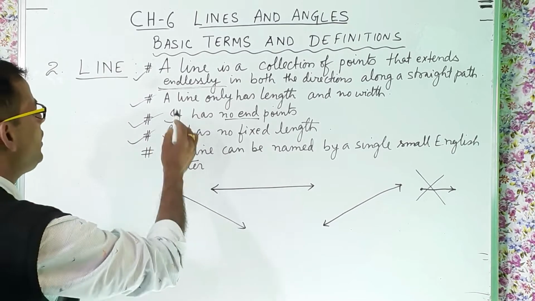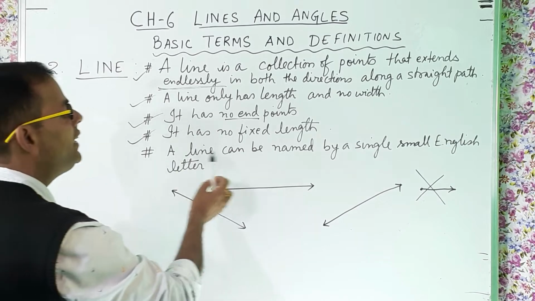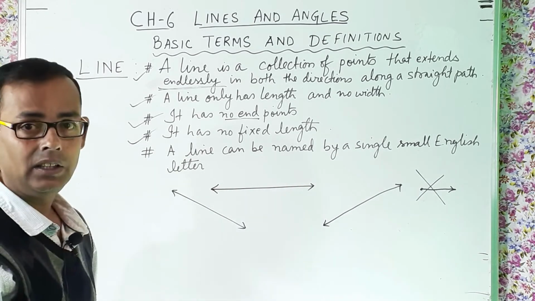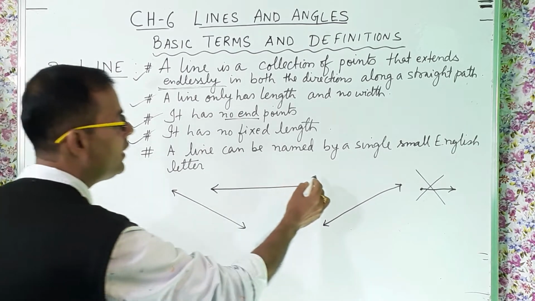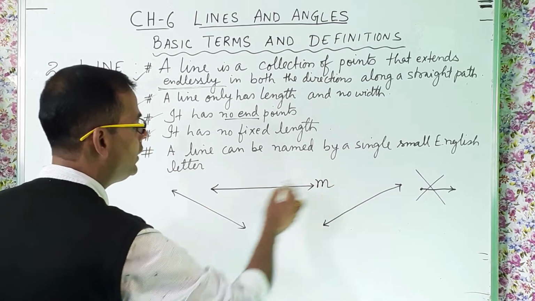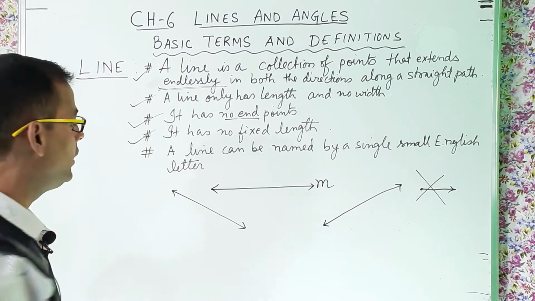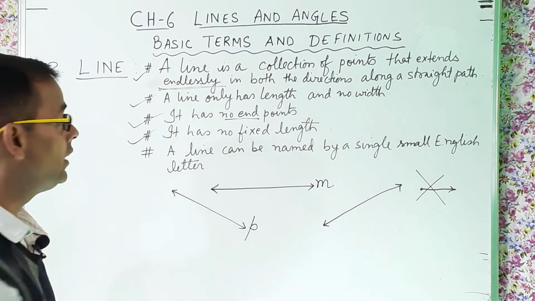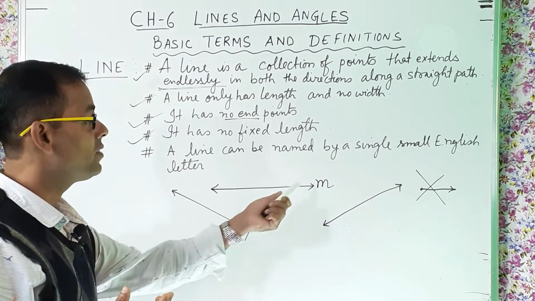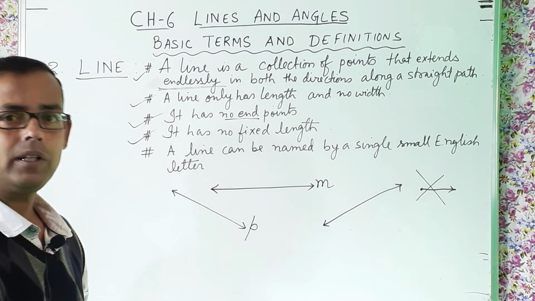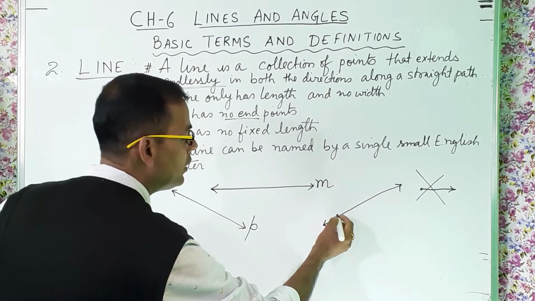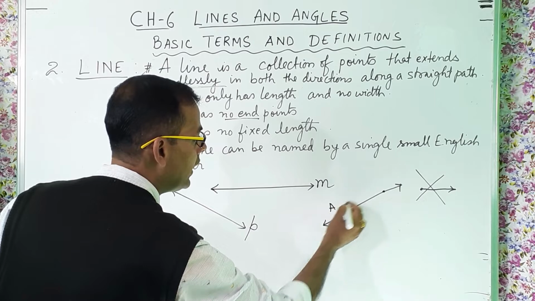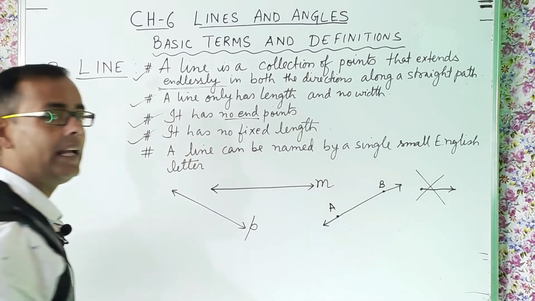Then the next one is, a line can be named by a single small English letter. That means you can give the name. Suppose M, this is line M. You can give this one line P. Now you will be thinking, sir, why small letter, why not capital letter? Yes, capital letters also you can give. At that time you have to put a dot here and write A, B. So this is line AB.